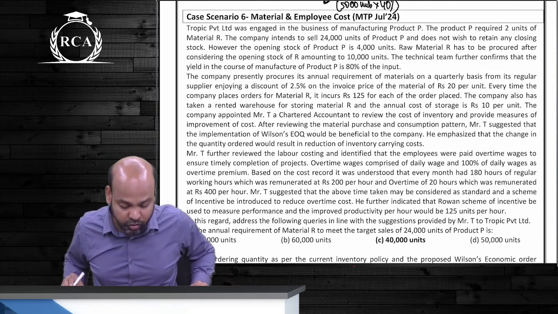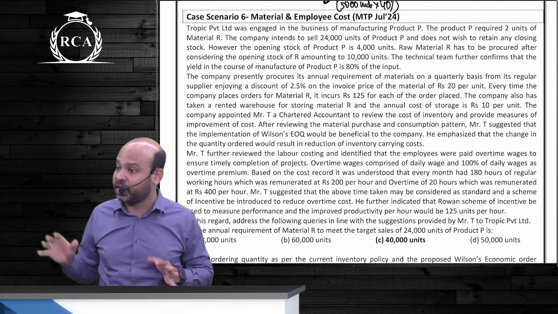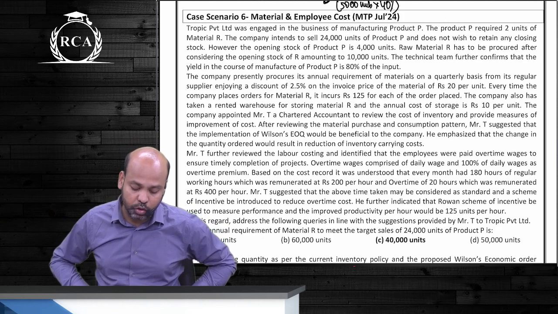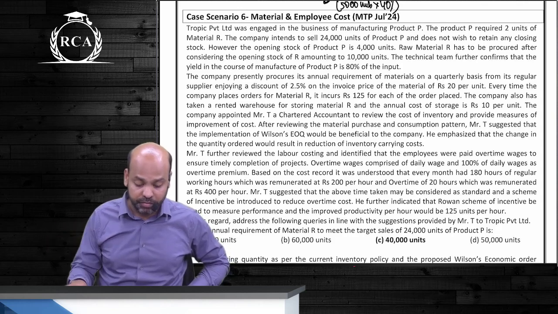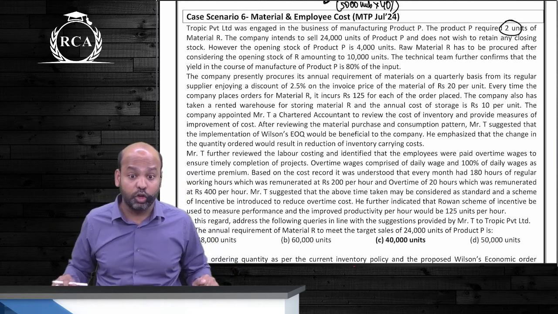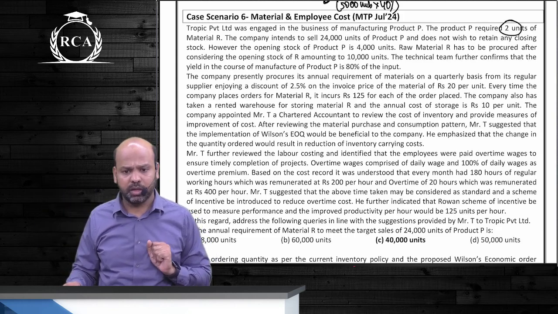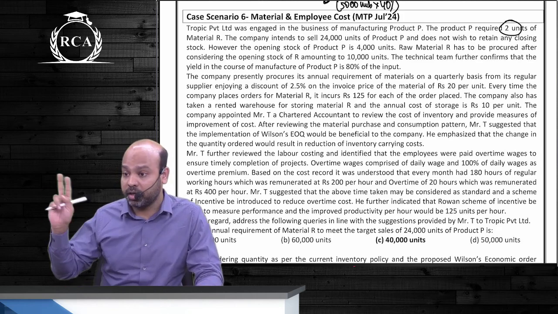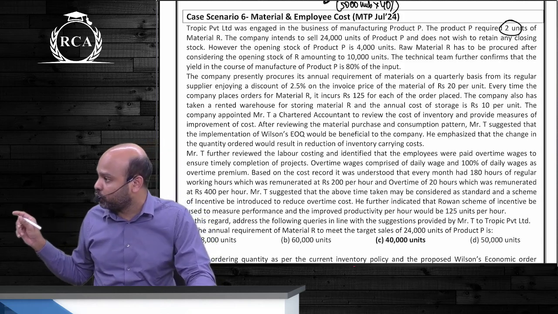Raw material R has to be procured after considering opening stock of R amounting to 10,000. We already have a stock of 10,000 units. The technical team further confirms that the yield in the course of manufacturing of product P is 80% of input, loss of input. In the first sentence it says we need 2 units, later it says please do not forget there is also a loss: 2 units divided by 80%. We actually need 2.5 units. We do not need 2 units. Are you getting the point, guys? We actually need 2.5 units, guys, and not 2 units.